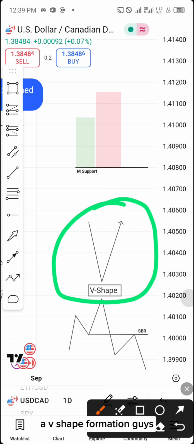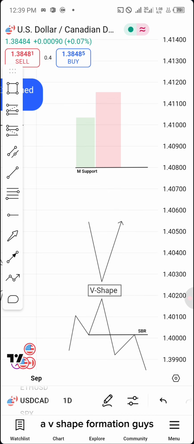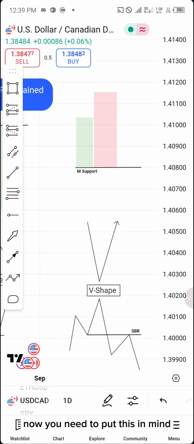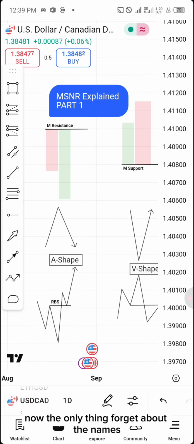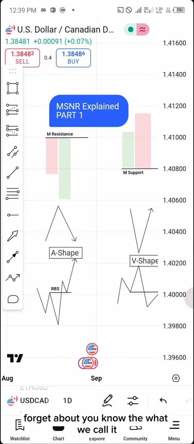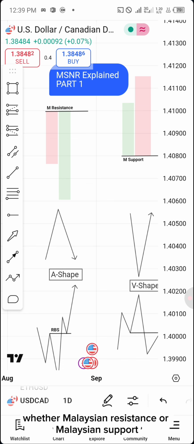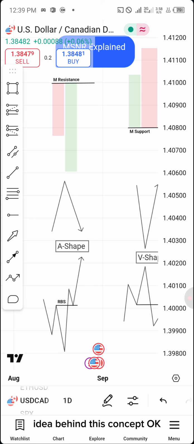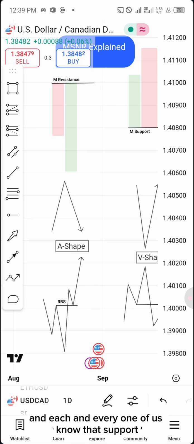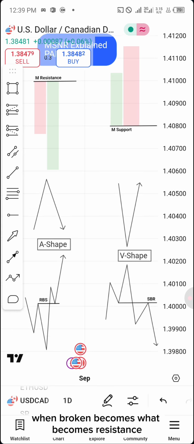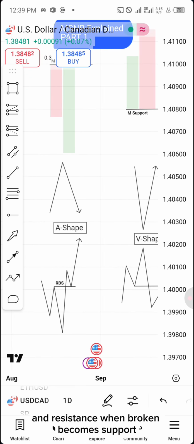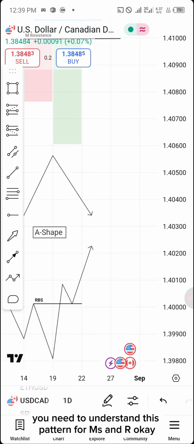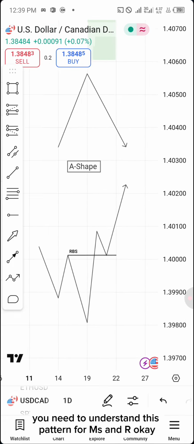Okay, a V-shape formation, guys. Now you need to put this in mind. Forget about the names, whether Malaysian resistance or Malaysian support. The only thing you need to understand is the idea behind these concepts. Each and every one of us knows that support when broken becomes what? Becomes resistance, and resistance when broken becomes support. You need to understand this pattern for MS and R.